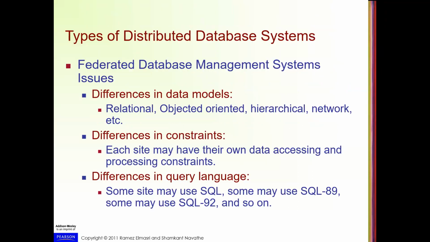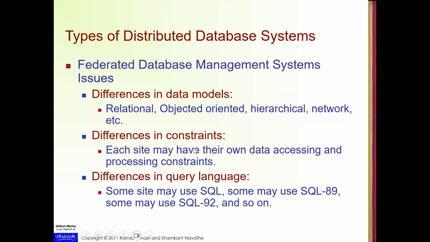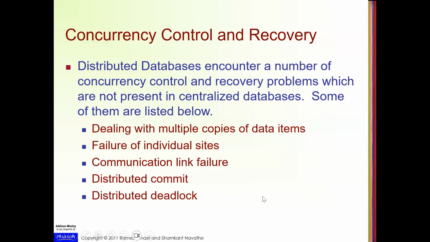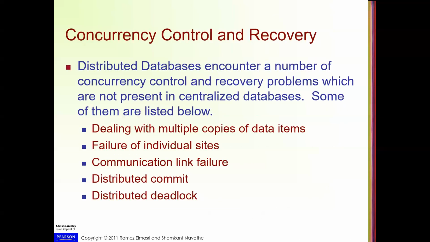Let us understand the different types in more detail. Federated distributed database management has some issues, like difference in data models, because we saw that the data models are different here. Difference in constraints: each site may have its own data accessing and processing constraints. So this is again a concern. Differences in query languages: one branch may use SQL, one may use another, like SQL-92, and so on. So that was all about the distributed databases.